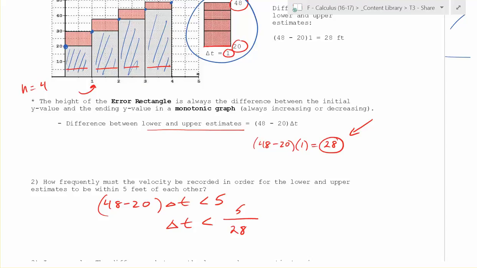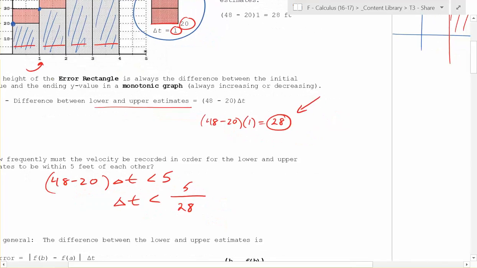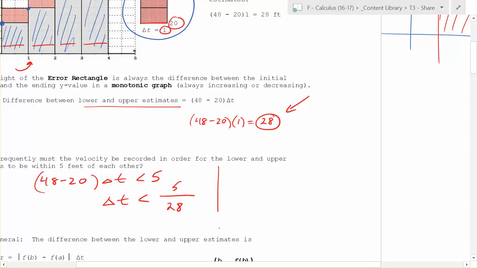So I could ask you how frequently. So that is how frequently. The answer to the question of how frequently is delta t. How many times is it taken though? Meaning how many readings are you going to take? So it goes from 0 seconds to 4 seconds, and you're doing it every 5 over 28. So how many times is that? How do you figure out how many times it's taken?